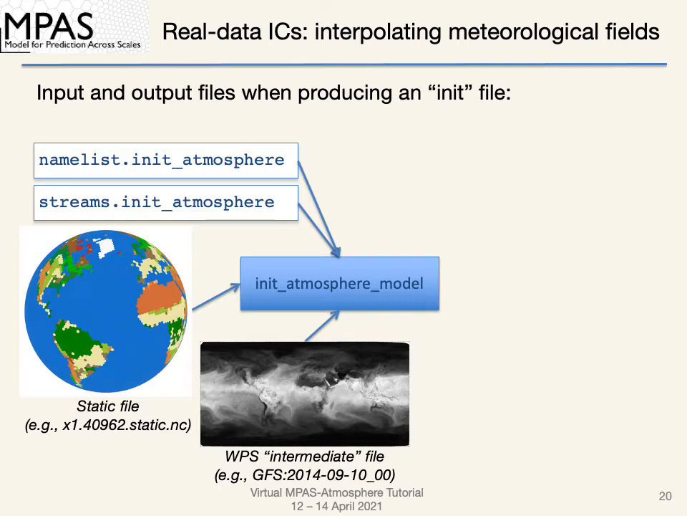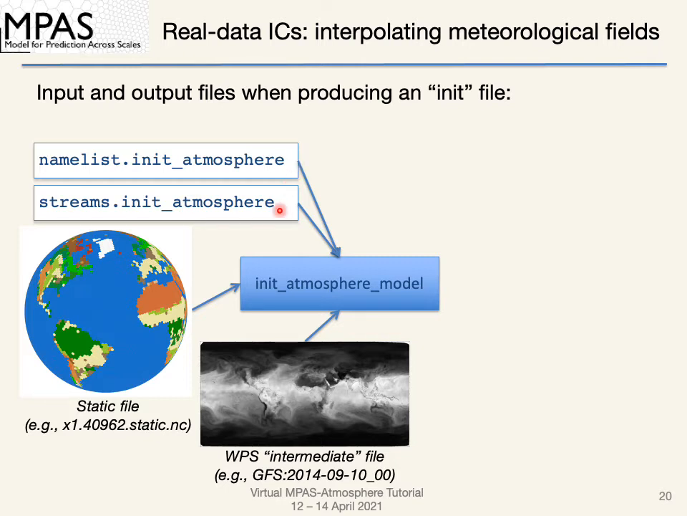So, assuming that we now have some intermediate file that contains 3-dimensional atmospheric fields like temperature, horizontal winds, humidity, and pressure, and assuming that we've already produced this static netCDF file that has terrain and land use categories and a few other time-invariant terrestrial fields, we can then make some changes to a namelist.init_atmosphere file again. And here you can already anticipate that we're going to need to tell the init_atmosphere model program that we want to interpolate atmospheric fields.